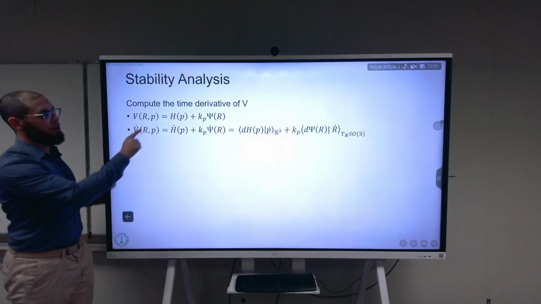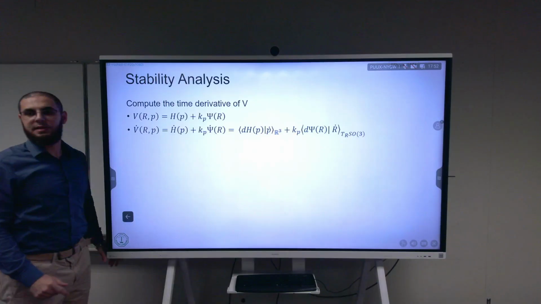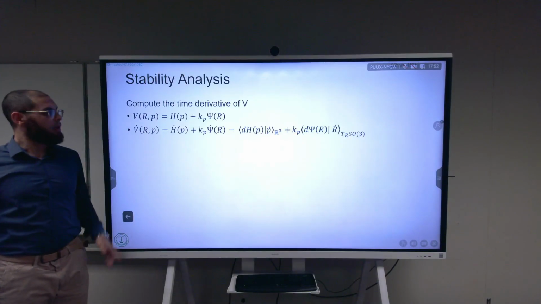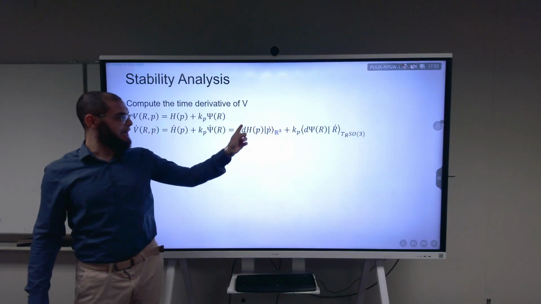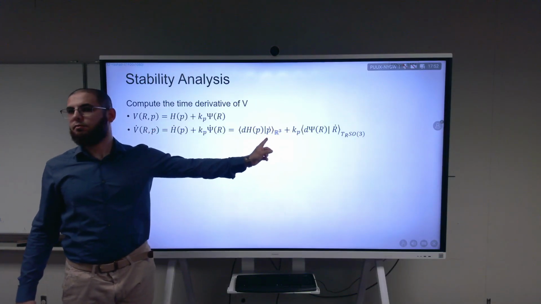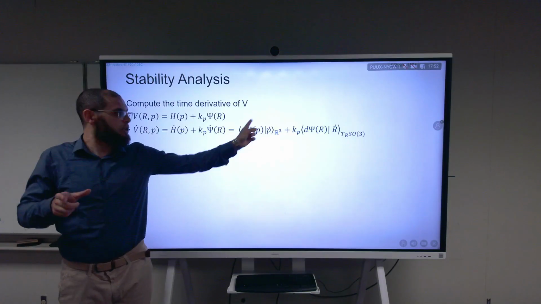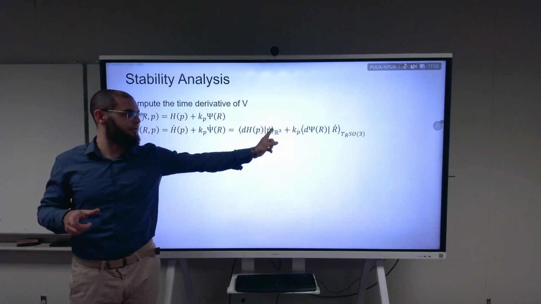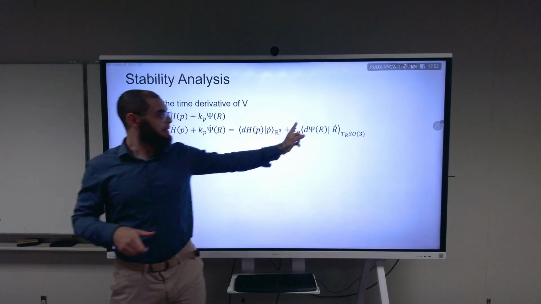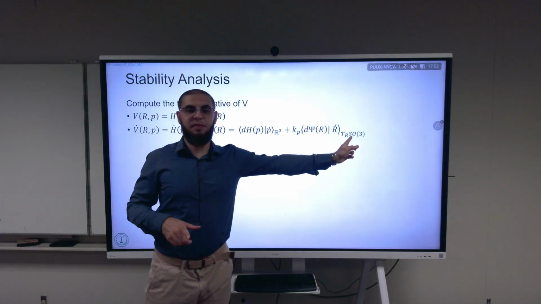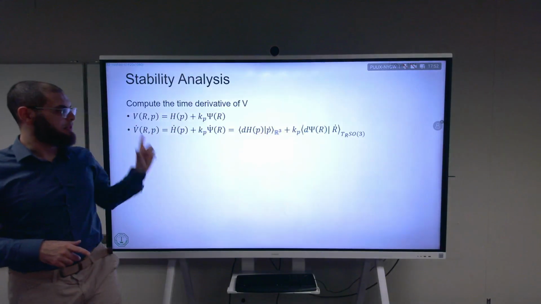So V dot is equal to H dot plus Kp psi dot. Make sense? H dot is the dH of P multiplied by P dot. But this multiplication is actually a duality, because this is a covector and this is a vector, in R3. D psi of R and R dot live in that space, so it's a duality on that space. Is that clear for everyone?